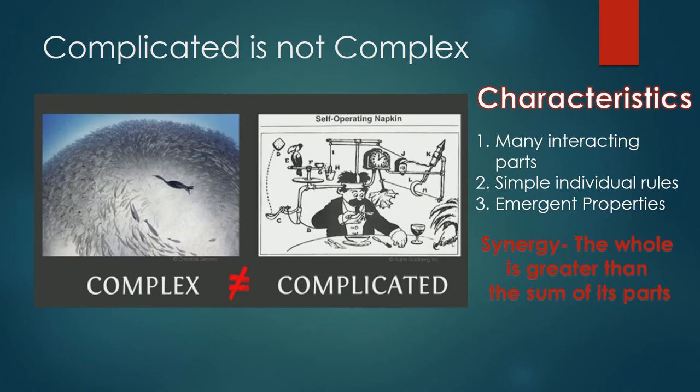But this is the idea of complexity theory. That's the idea that in a complex system, they all come together and they're all doing certain things, and it evolves into emergent properties, into new ideas and new thoughts and things such as that.